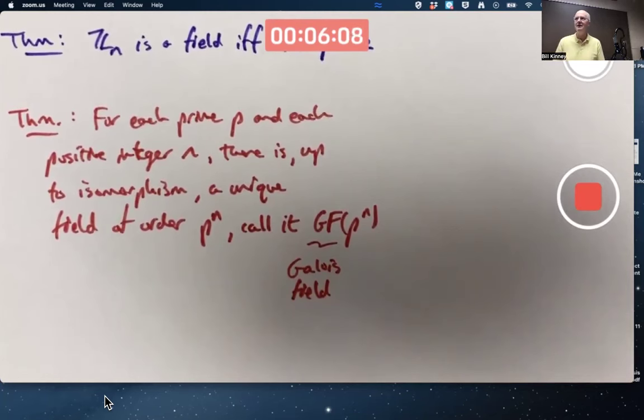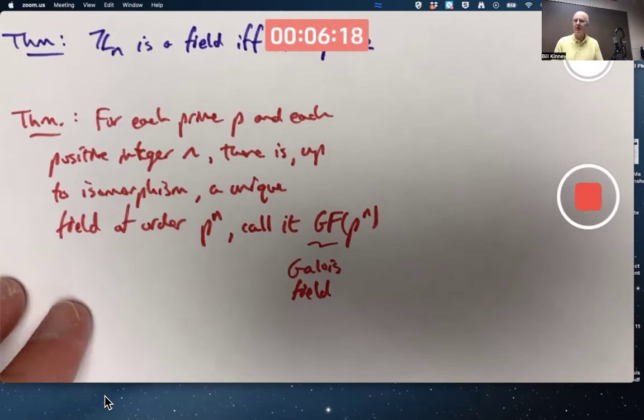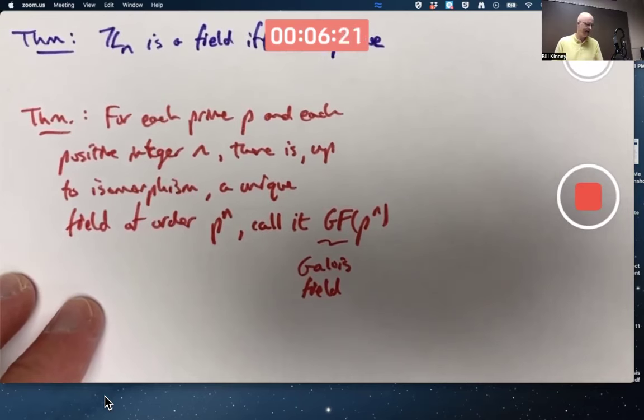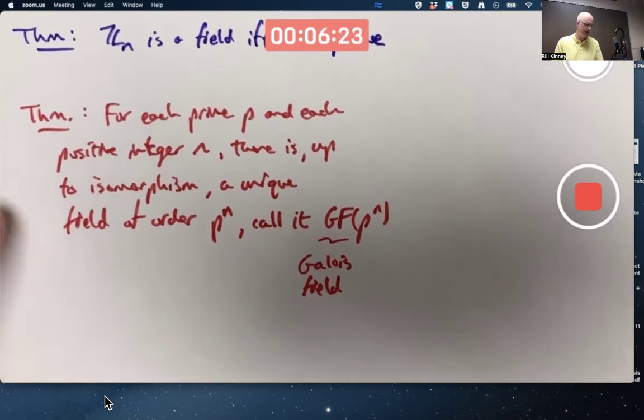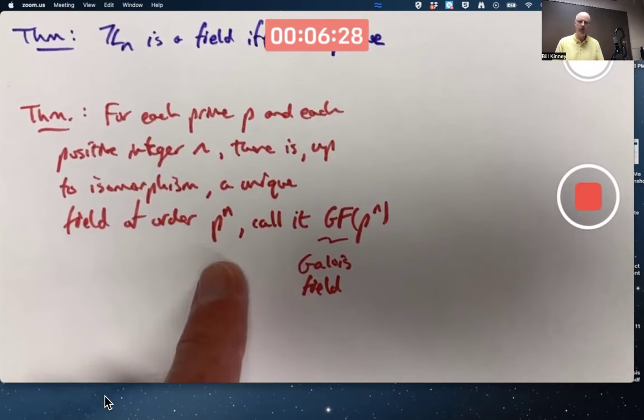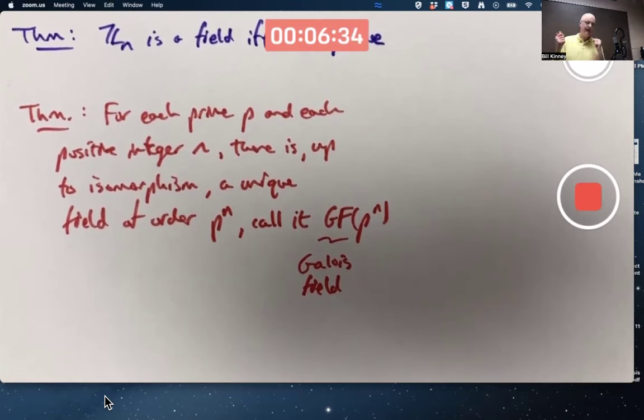And in fact, you can say more than this, but I'm not going to write it down. You could say any finite field must be a Galois field. This is saying for each prime p and each positive integer n, there is, up to isomorphism, a unique field with that many elements, including 0. But you can also say more. Any finite field must be of order p to the n. You cannot have a field of order 6, for example, 2 times 3, or order 10, 2 times 5, or order 15, 3 times 5. The order has to be a power of a prime.